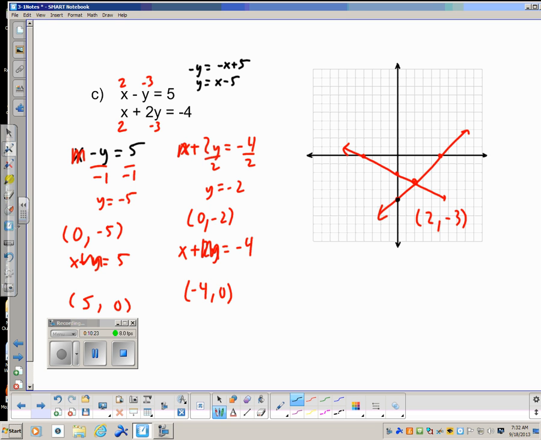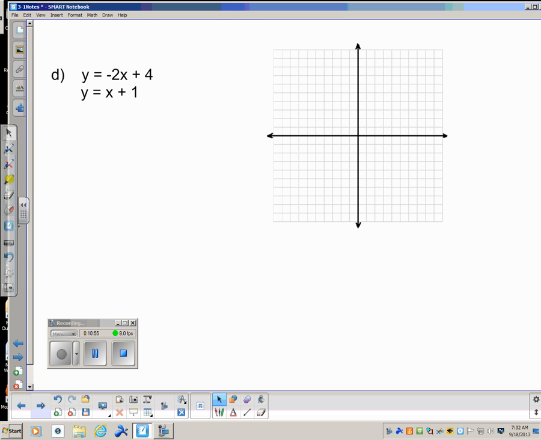Same thing with the second line here. It's x plus 2y equals negative 4. I could subtract x. I get 2y equals negative x minus 4. Divide by 2, and y equals negative 1/2 x minus 2. And again, I could start down here at negative 2. I could rise negative 1 and run 2. Rise negative 1, run 2, and so on and so forth. It just makes it more exact if you put it in y equals mx plus b form, but it's up to you.